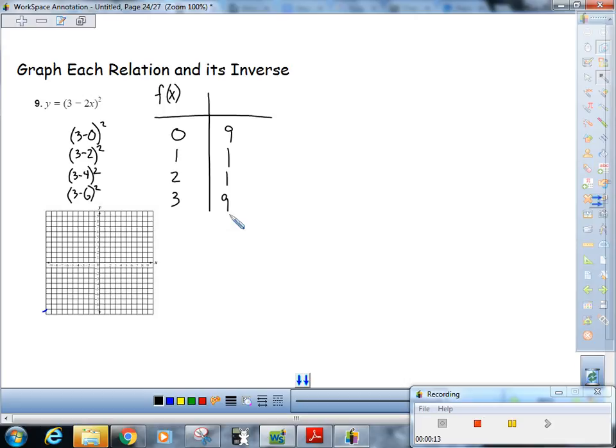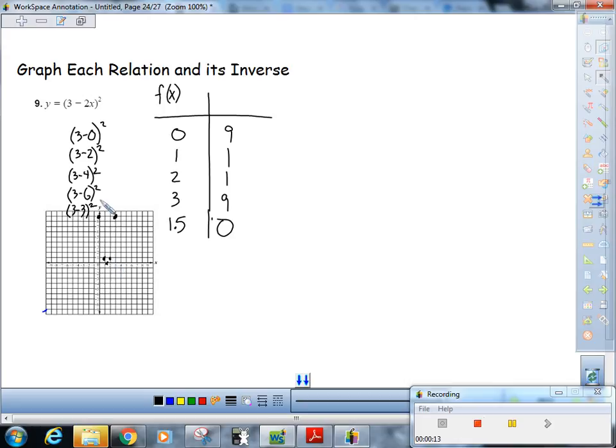So let me plot these. You get 0, 9. You get 1, 1. 2, 1. Hopefully you can see your symmetry here, and you know from the things we've learned this year that that is going to be a parabola. So we need to find the vertex. The vertex is going to happen right here, in between 1 and 2. So what if we typed in a 1.5? 2 times 1.5 is 3. We're going to get a 3 minus 3 squared, which is 0. And there's our vertex right there.